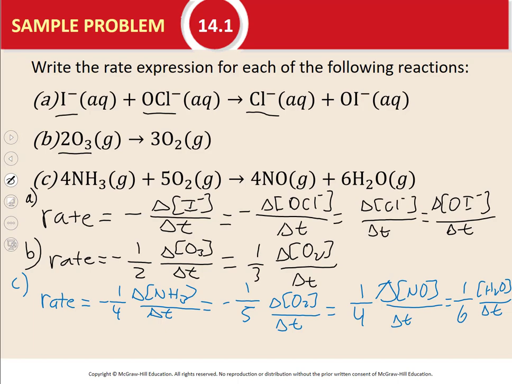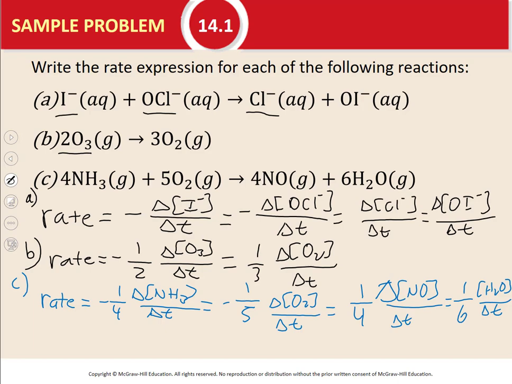Everybody get those? Not so bad, right? Rate expressions? In the next example we'll put in some numbers here.